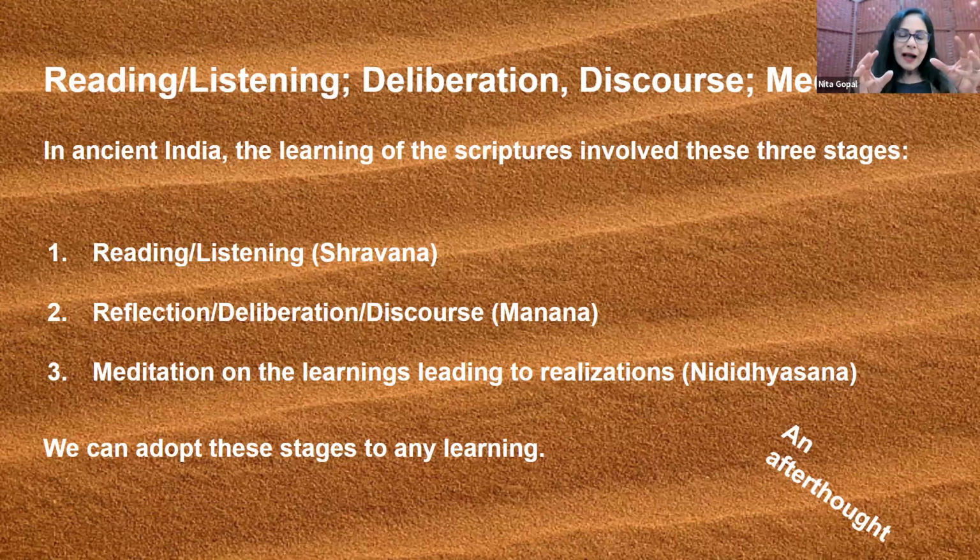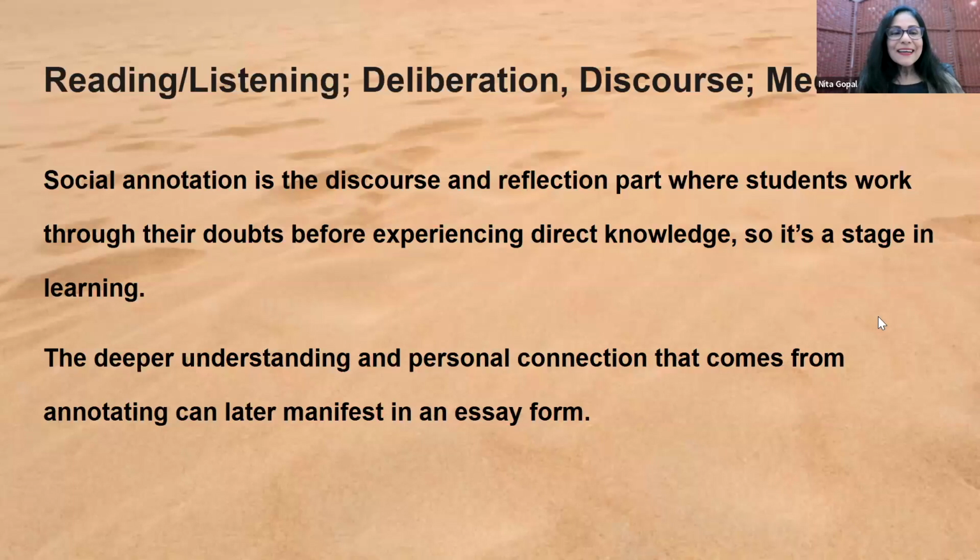And so I try to use that methodology in my classes too. It doesn't matter how difficult a text is, you can absolutely come to a clarity about what it is saying. And here are the methods that we could use. Social annotation is the discourse and reflection part where students work through their doubts before experiencing the direct knowledge that comes when they're writing their essay, when they're doing their tests, etc.